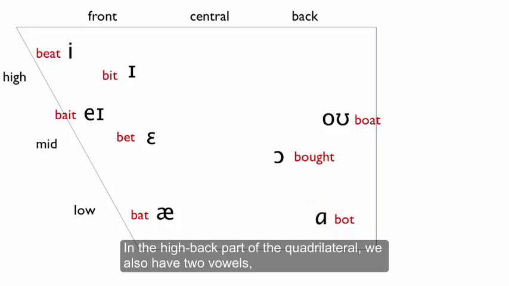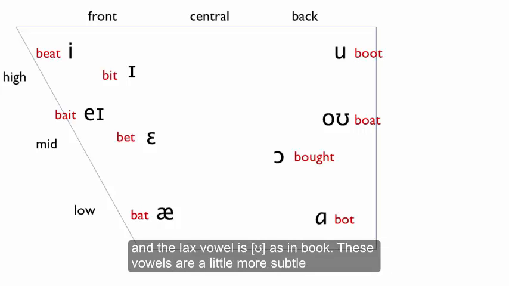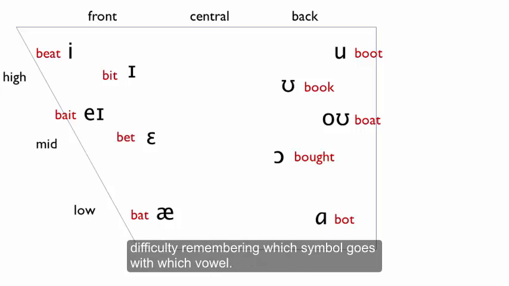In the high back part of the vowel quadrilateral, we also have two vowels, and they occur in a tense-lax pair. The tense vowel is oo, as in boot, and the lax vowel is ʊ as in book. These vowels are a little bit more subtle than some of the other tense-lax pairs, and students often have difficulty remembering which symbol goes with which vowel.